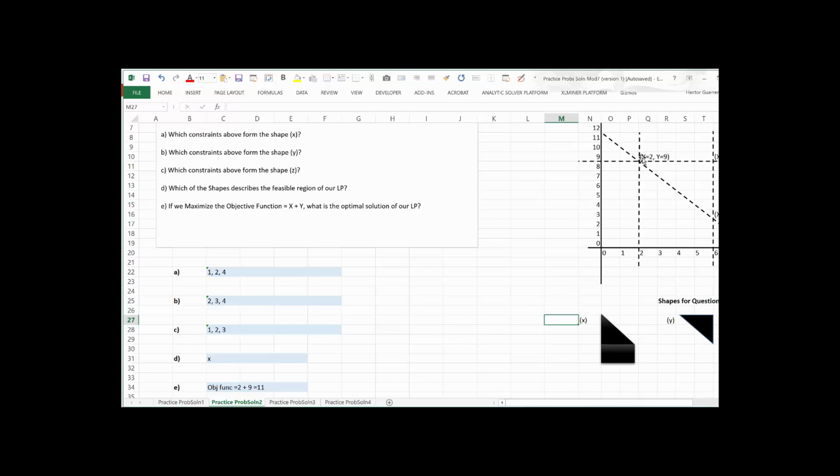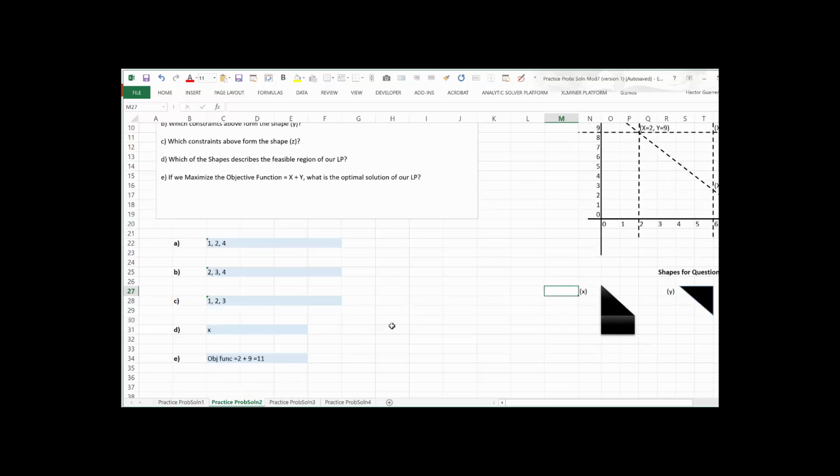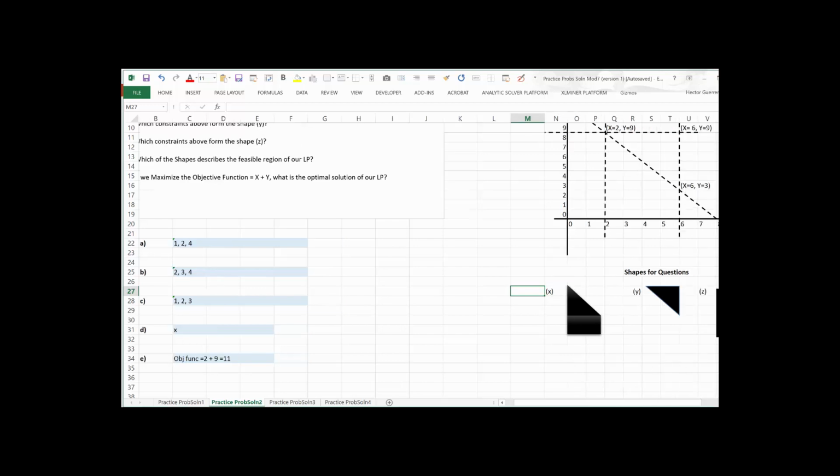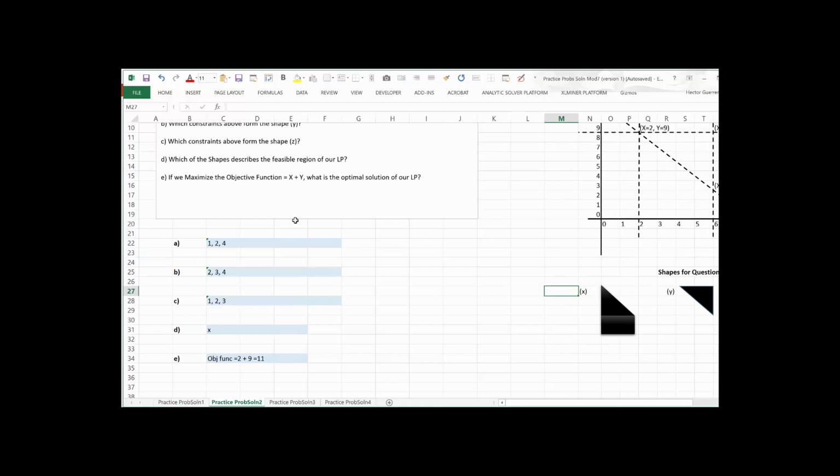In this case, x equals 2 and y equals 9 gives us an outcome of 11. If we had used x equals 6 and y equals 3, we get 9. Of course, that's less than 11. And of course, these other 2 corner points down here are going to give us very small values for our objective function. So the objective function is maximized at this particular point.